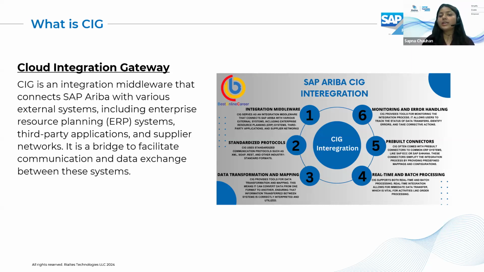Then the fourth one is real-time and batch processing. CIG supports both real-time and batch processing. Real-time integration allows for immediate data transfer, which is vital for activities like order processing. And then we have pre-built connectors. CIG often comes with pre-built connectors to common ERP systems like SAP ECC and SAP S/4HANA. These connectors simplify the integration process by providing predefined mapping and configurations. Then we have monitoring and error handling. CIG provides tools for monitoring and error handling, so it allows users to track the status of data transfer, identify errors, and take corrective actions.